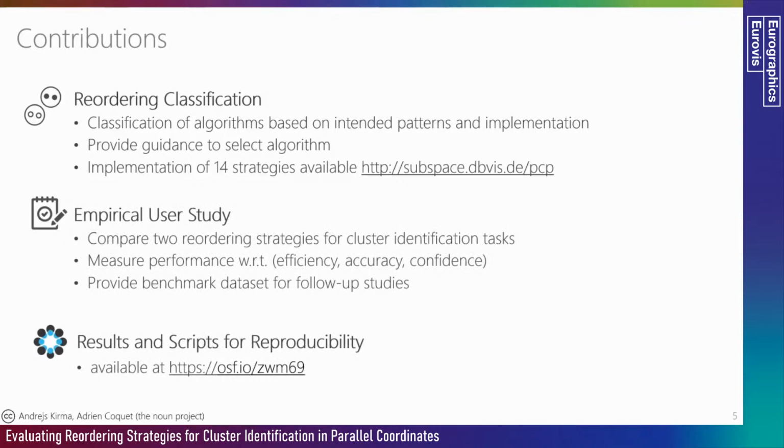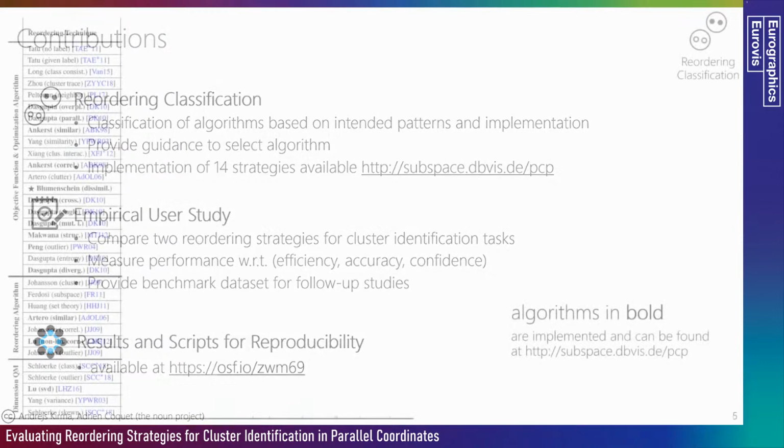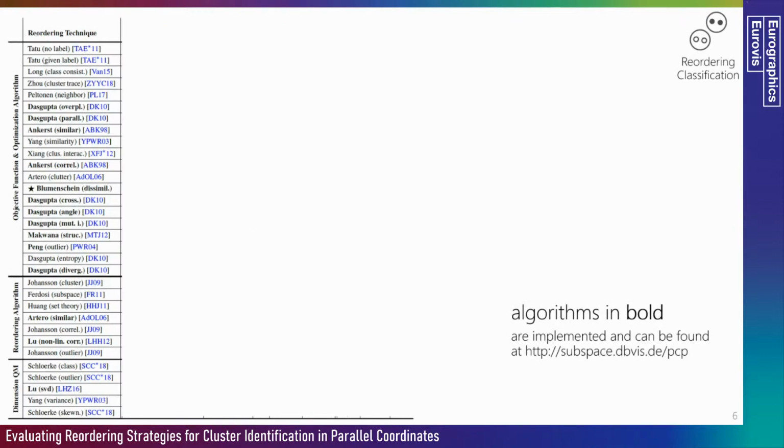Second, we conduct the first empirical user study to compare two reordering strategies for cluster identification tasks by measuring efficiency, accuracy, and the confidence of the user. As secondary contribution, we provide a new benchmark dataset for follow-up studies, which is publicly available along with the analysis results. For the first contribution, we conducted a structured literature search and identified 31 different reordering strategies.